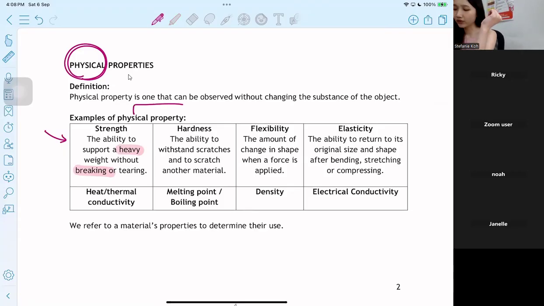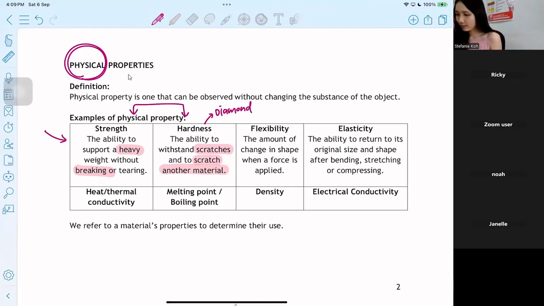So students tend to confuse these two together, right? What's the difference between strength and hardness? Hardness is whether you can withstand scratches specifically. So if you can scratch another material, you are very hard. A lot of the drills that they use in industrial places to cut things like glass, they will put diamond because diamond is very, very hard. It can scratch other materials.